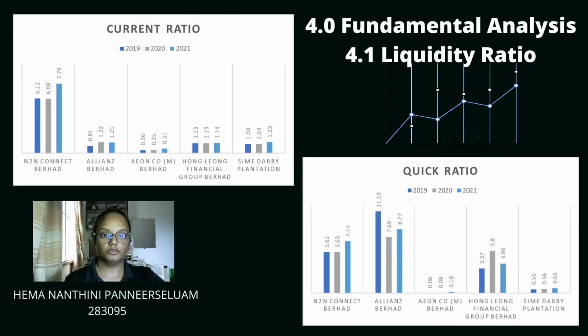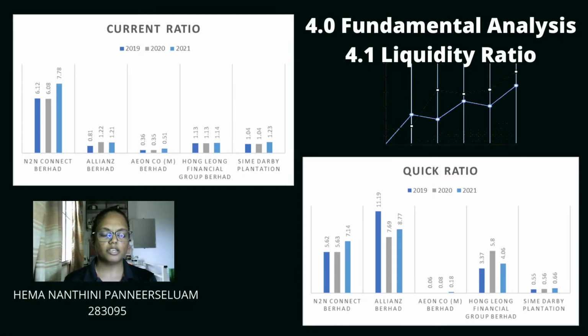So, looking at quick ratio, the figure above indicates that End-to-End Connect Berhad's quick ratio increased from 2019 to 2021, from 5.62% to 7.14%. In other words, it has more liquid assets than it has current liabilities. The quick ratio for Alliance Berhad as well fell from 11.19% in 2019 to 7.69% in 2020, but increased for the year 2021 to 8.77%.